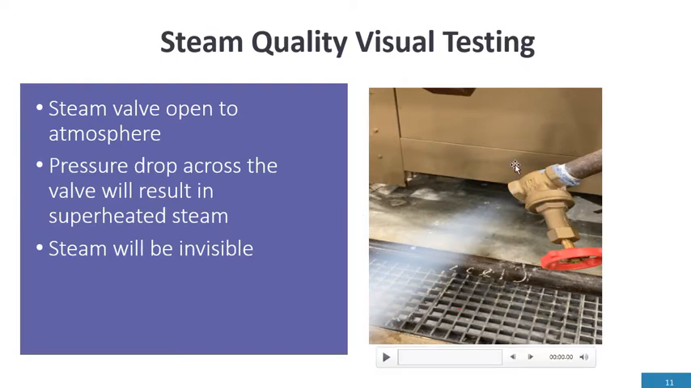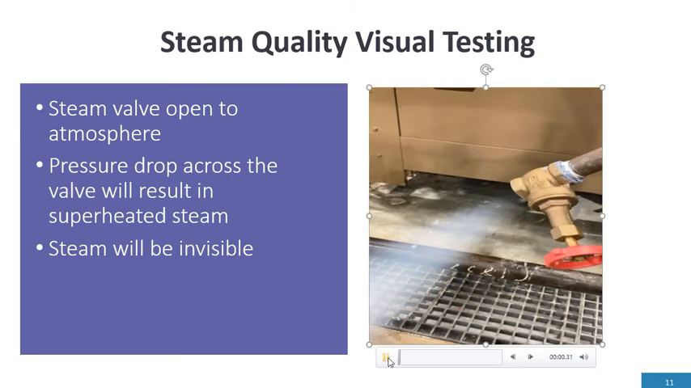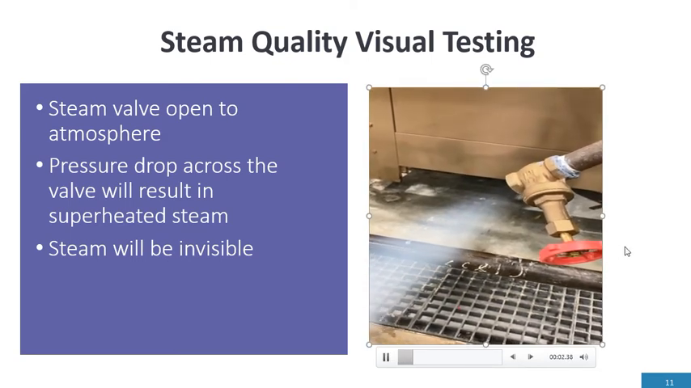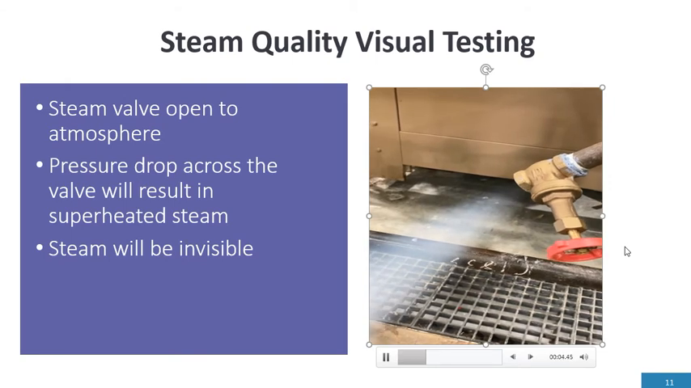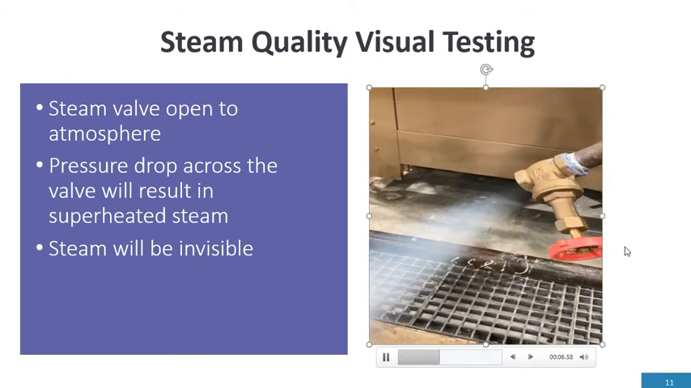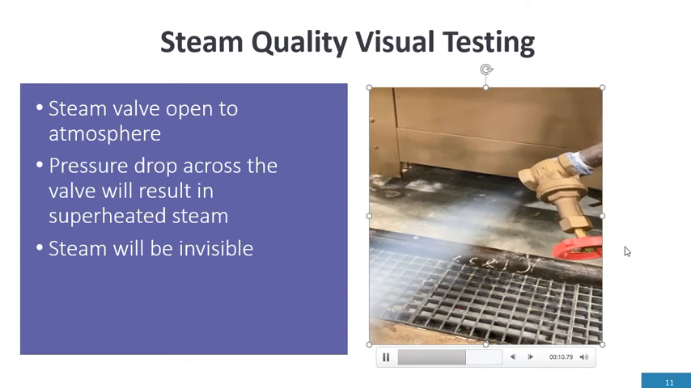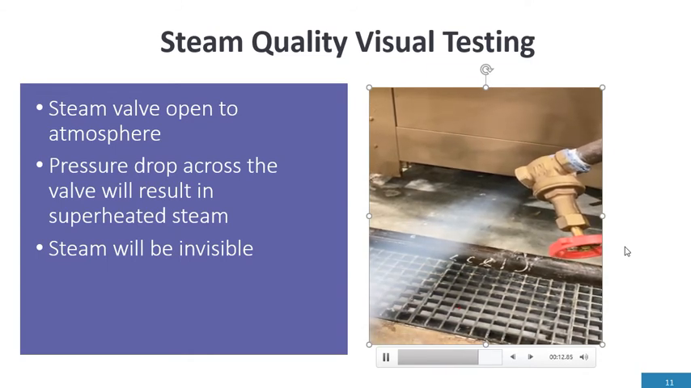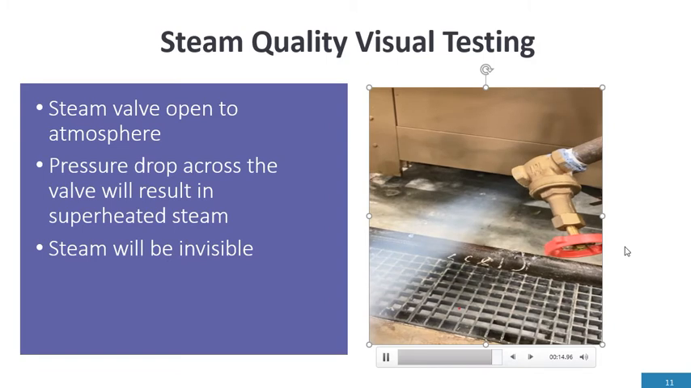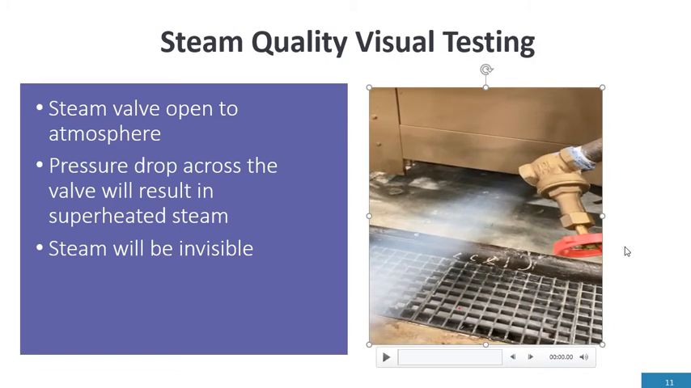Now, again, opening the valve, we go across steam quality, and we will get this. So the valve is in operation, opening, going through a pressure drop, and I'm looking at the discharge, and wow, that's pretty good steam quality. So, pressure drop across the valve will result in superheat. Steam will be invisible.